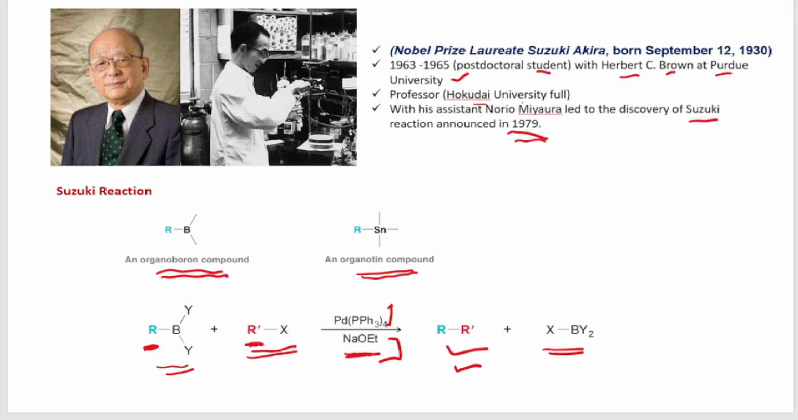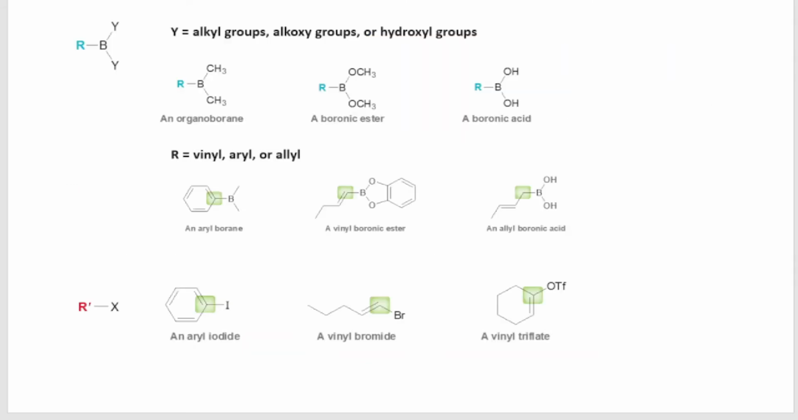So next we will move to what is organoborane, or what types of organoboranes are available in the market. Your Y group, if it is alkyl, is known by the name organoborane. If it is alkoxy like methoxy, you will call it boronic ester. If there is a hydroxy group, you will call it boronic acid.